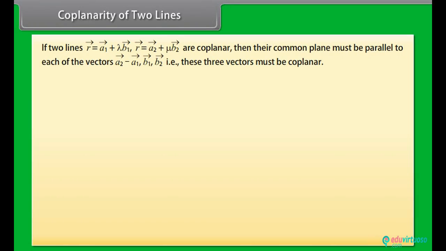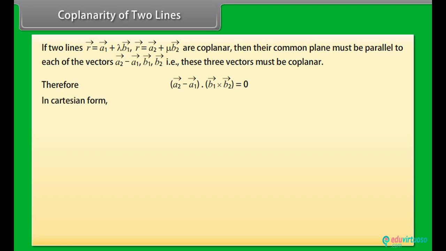Coplanarity of two lines. If two lines, vector r equals vector a1 plus lambda vector b1 and vector r equals vector a2 plus mu vector b2, are coplanar, then their common plane must be parallel to each of the vectors a2 minus a1, b1, b2. That is, these three vectors must be coplanar. Therefore, the dot product of vector a2 minus vector a1 and the cross product of vector b1 and vector b2 equals 0.